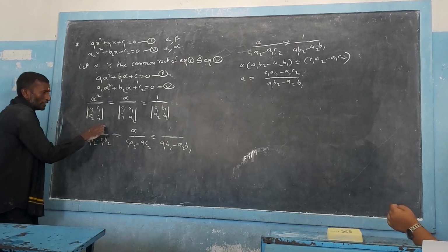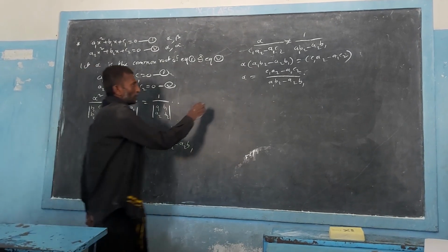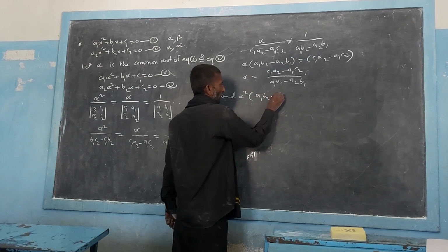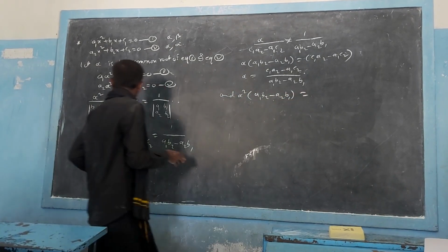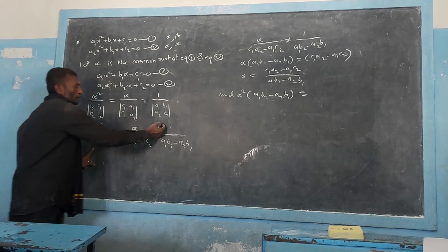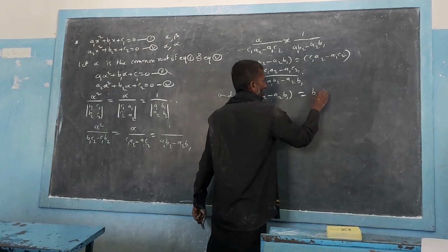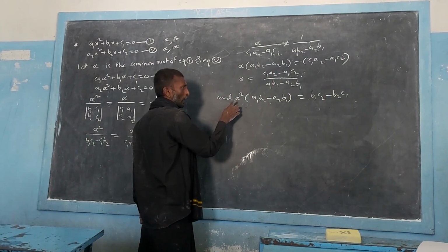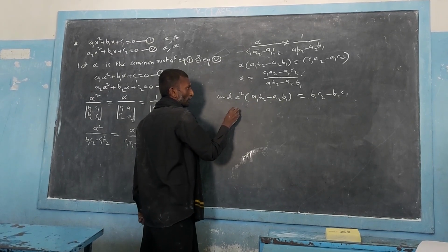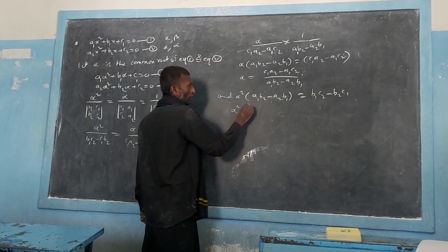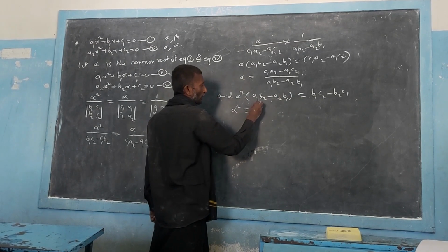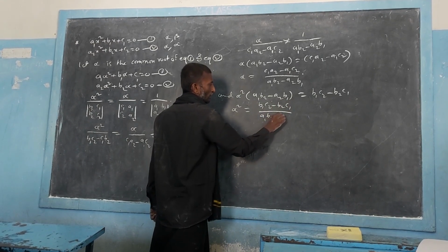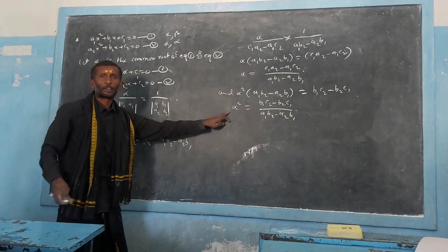Beautiful. So you get alpha square into this one, and alpha square into this one, A1 B2 minus A2 B1. It will be equal here to this one into this one and this one into 1, B1 C2 minus B2 C1. This is alpha square. Then we can write alpha square equals B1 C2 minus B2 C1 by A1 B2 minus A2 B1. So this is the value of alpha square.